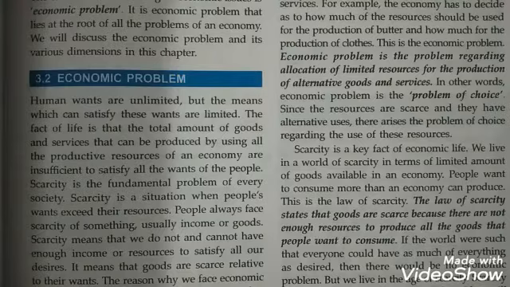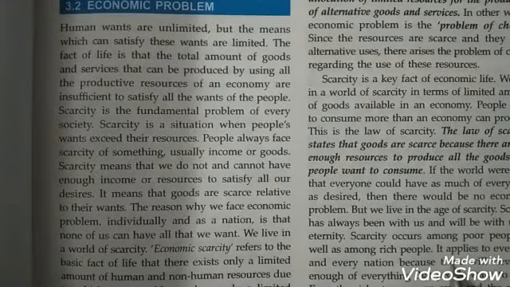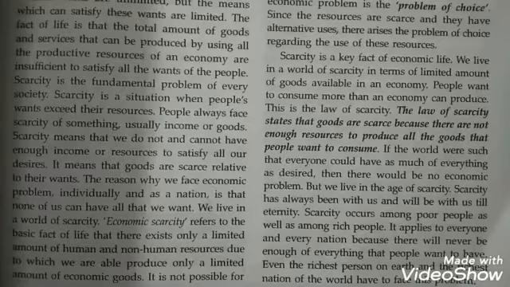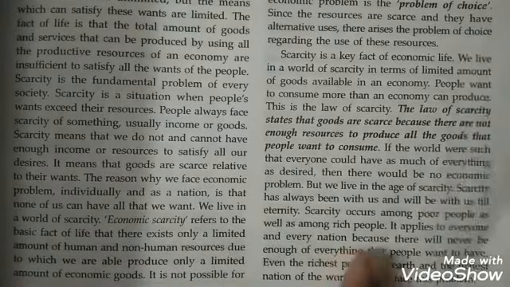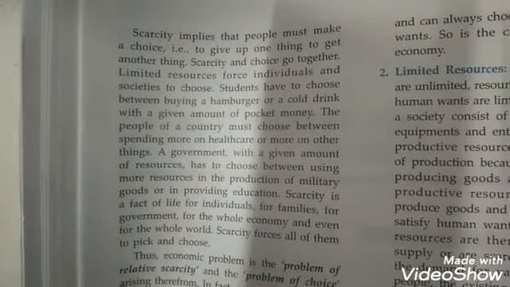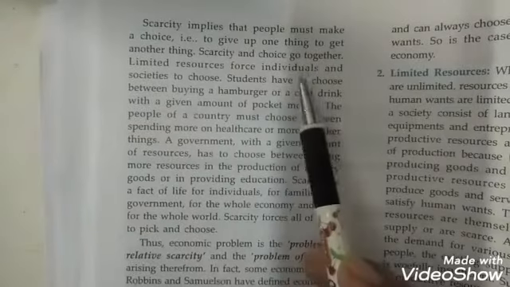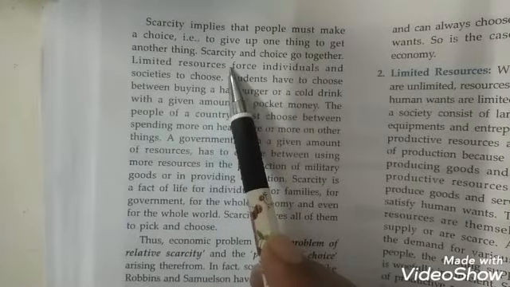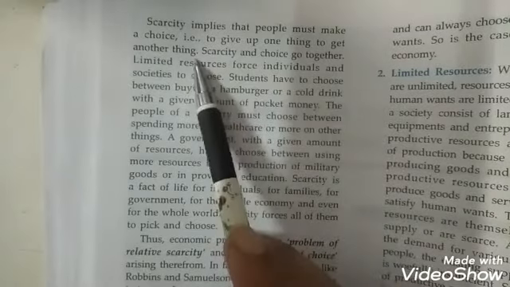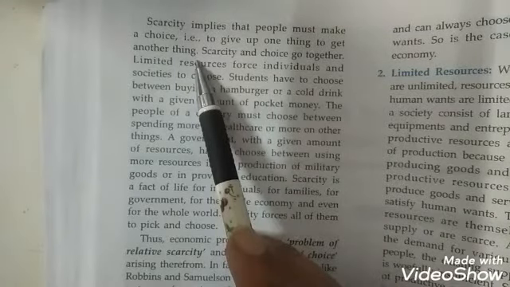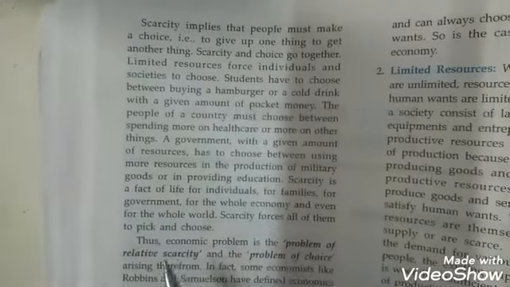Scarcity occurs among all different types of people, among rich and among poor. It applies to everyone and every nation because there will never be enough of everything that people want to have. Even the richest person on earth and the richest nation of the world will have to face this problem of scarcity. So scarcity basically implies that people must make a choice to give up one thing to get another, and scarcity and choice always go together. As there is scarcity of resources and the uses available for these resources are alternative, choice making will have to be done.